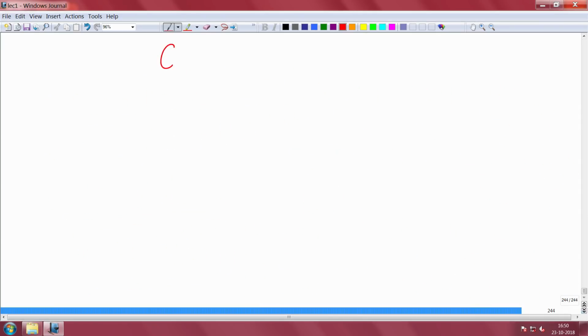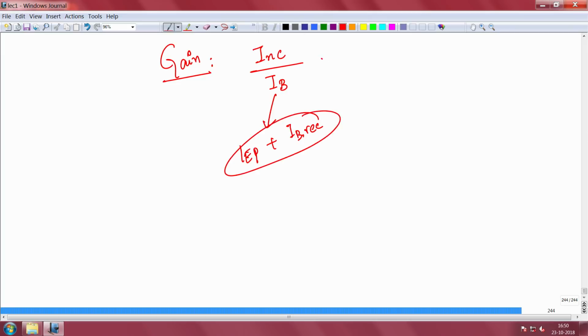And finally, I have gain. Gain is defined as the output current, which is the collector current, divided by the base current. Now, the base current technically has two components, one is the back injected emitter current, and one is the recombination current. But if you put the various expressions that we have learned till now, this will come out to be alpha divided by 1 minus alpha. This is called beta.